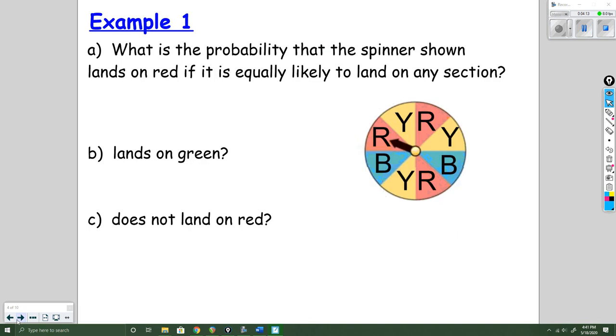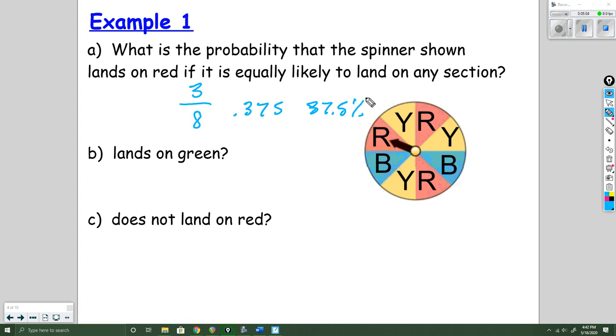All right, so let's take a look at this example with the spinner. What is the probability that the spinner shown lands on red if it is equally likely to land on any single section? That assumption has to be made that it's equally likely to land on any section for us to be able to calculate that probability. So we're just taking a look at how many different spaces the spinner can land on, and then how many are actually red. In this case, we have 3 red spaces and a total of 8 different spaces. This is a simplified fraction, so we have our probability being 3/8, 0.375, or 37.5%.